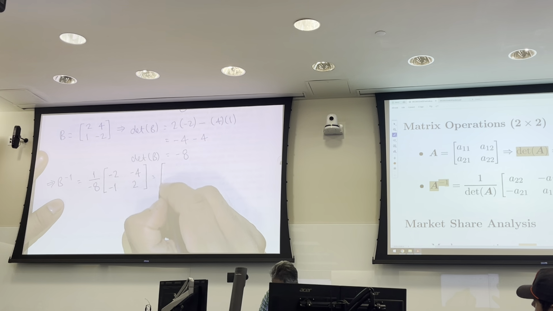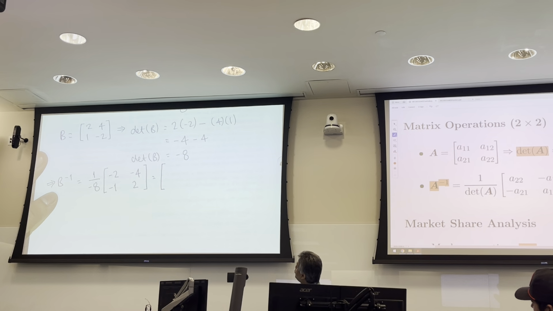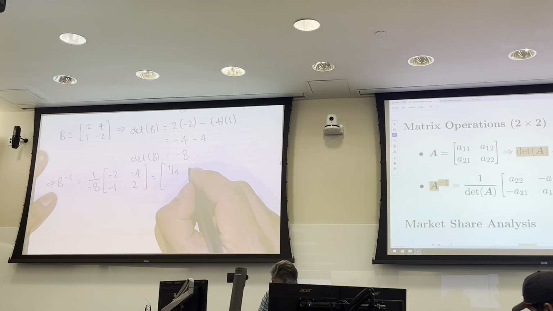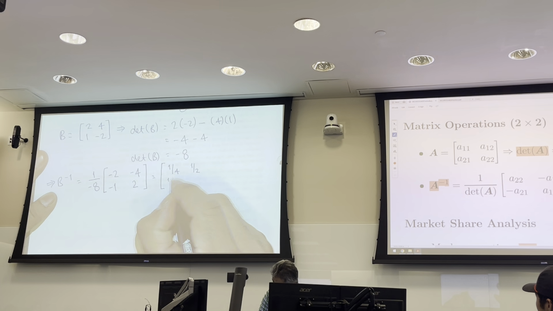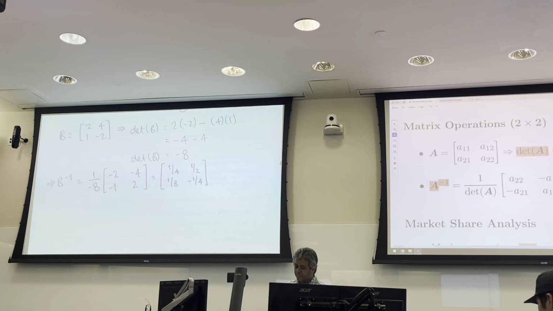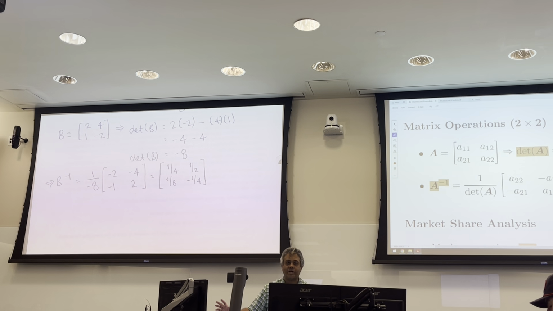All right. So if we distribute that -1/8 in there, -2 over -8 is 1/4. -4 over -8 is 1/2. -1 over -8 is 1/8. 2 over -8 is -1. And of course, if it's a nice determinant like that, an integer determinant, you can leave it as fractions, that's totally fine. And remember, like I said before, if you don't reduce those fractions, that's okay too.